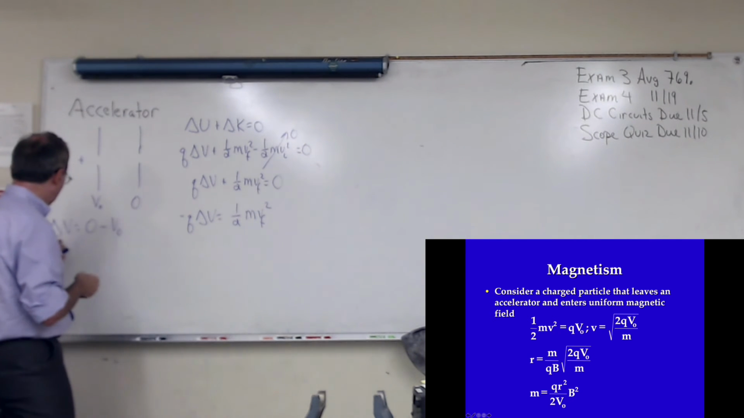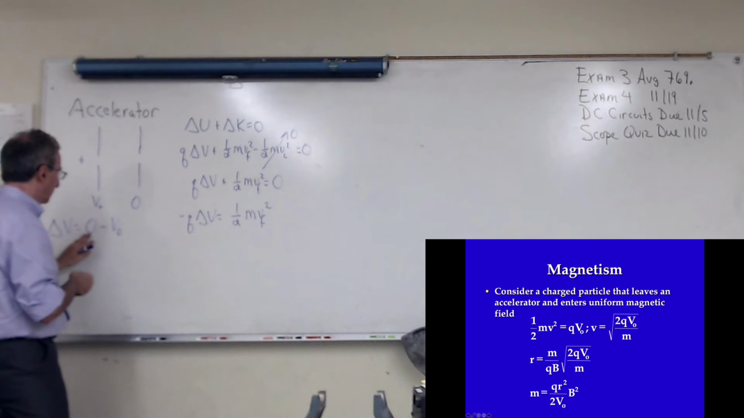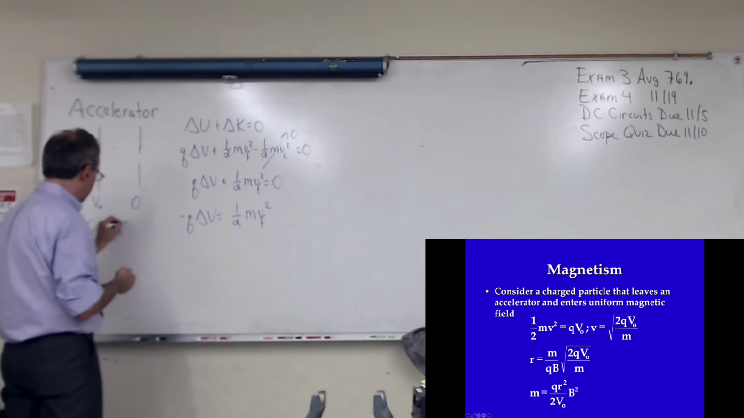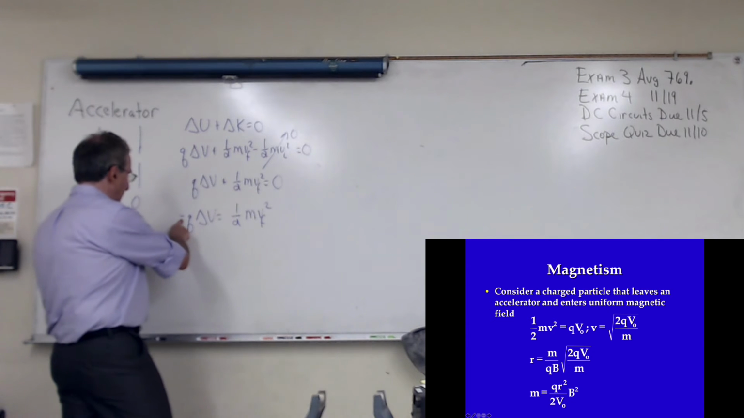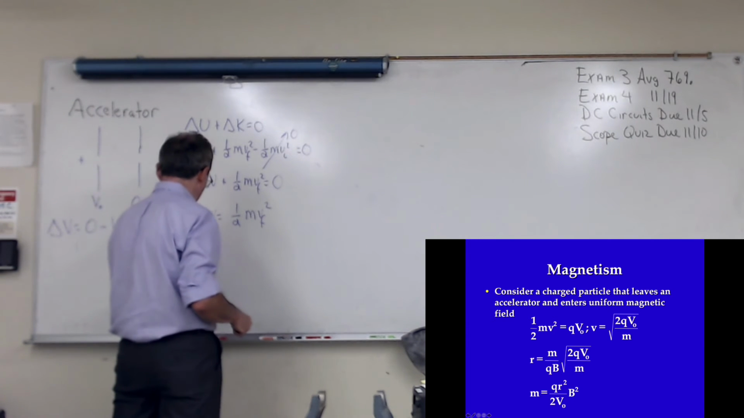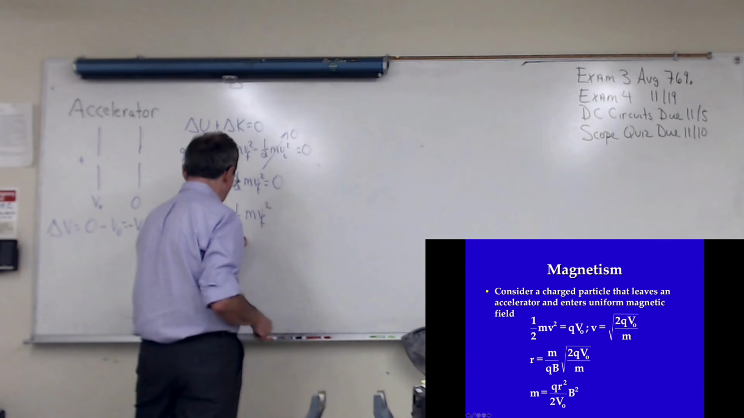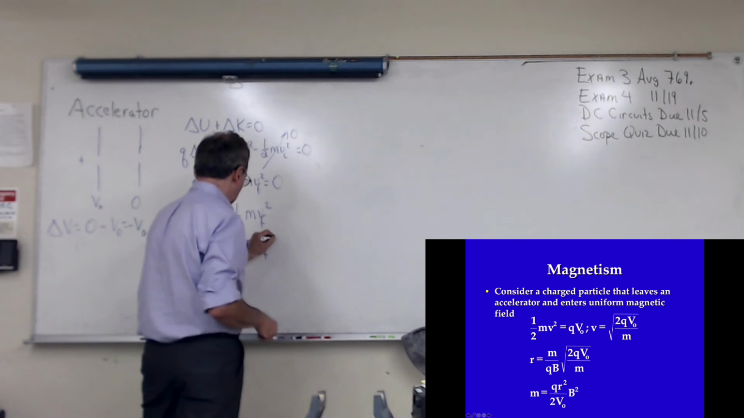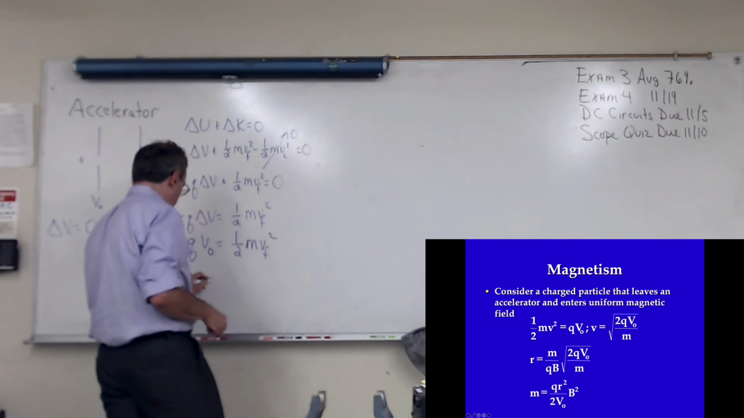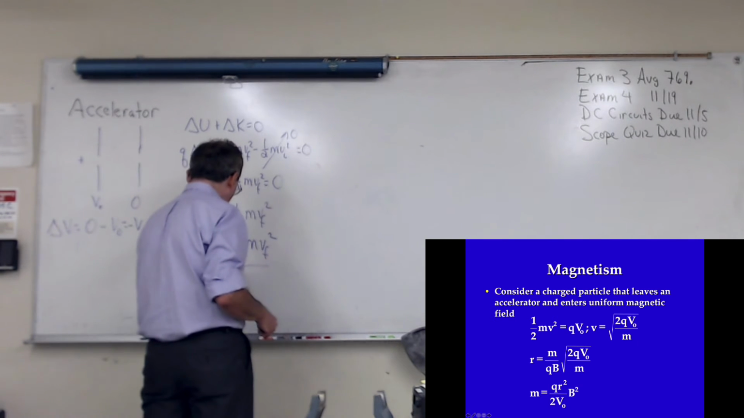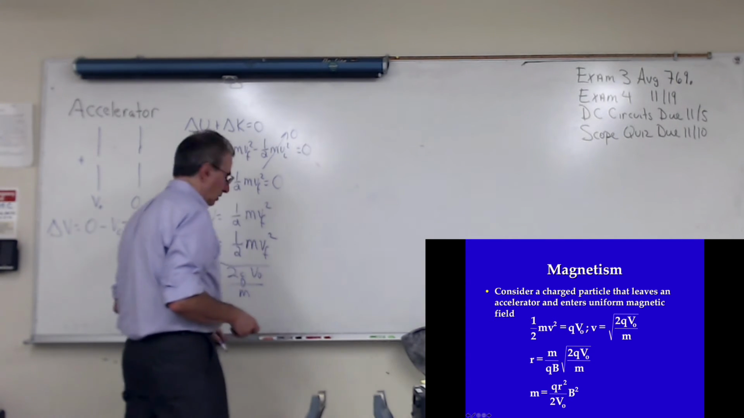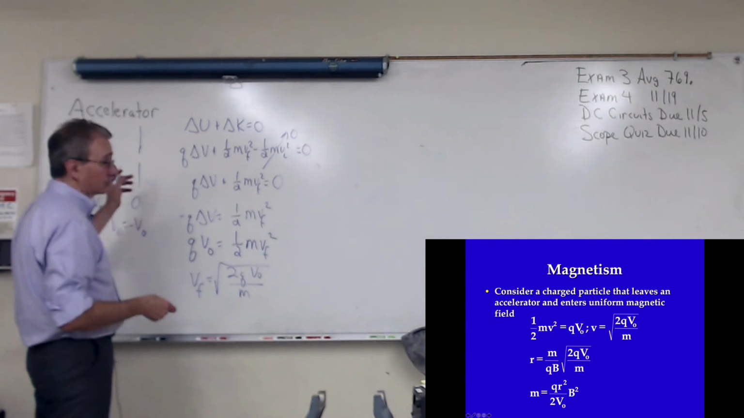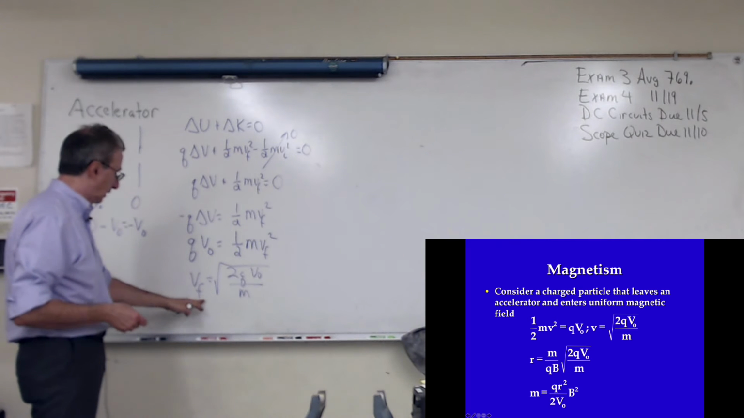So delta V is the final potential minus the initial potential, which is minus V0. So a minus and a minus give you a plus. So V final is the square root of 2Q V0 over M. So let's assume that this is the velocity of the particle.